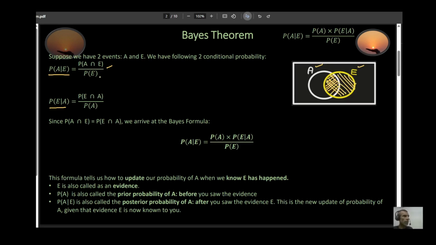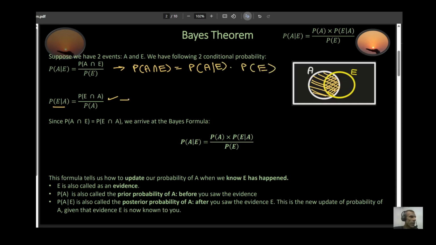Now the probability of E given that A has happened is equal to the probability of E intersection A. In other words, probability of E and A, which is this overlapping region, divided by the probability of your A, which is this region right here. Now, from this expression, I can find my probability of A intersection E. That would be equal to the probability of A given that E has happened, I'm just rearranging the terms, times probability of E.